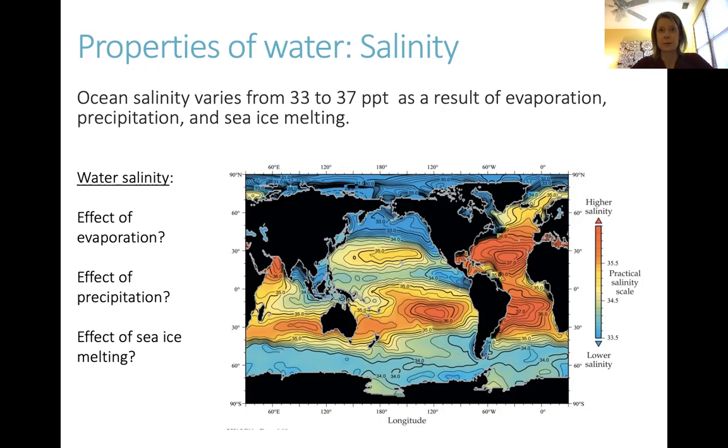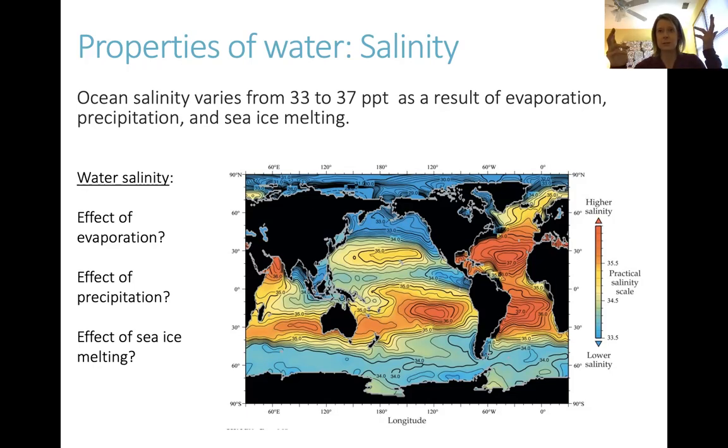Precipitation and sea ice melting are going to have the opposite effect. So they're going to go in opposite directions, basically, compared to what evaporation does. If there's more precipitation in an area, that means more fresh water is entering the system, entering the ocean. If more fresh water is entering the system, that means salinity goes down, right? So more precipitation goes up, salinity goes down.